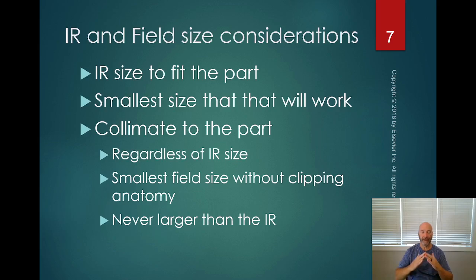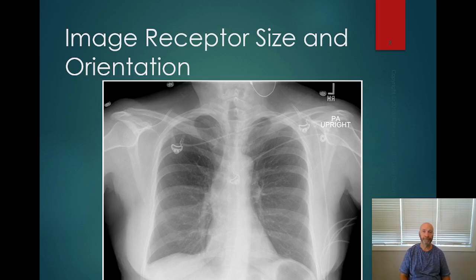So by the time you get to long anatomy, like let's say a tib fib, which is your lower leg, or an arm, your forearm, then the angulation in the periphery is pretty significant. So you may need an image receptor that's slightly larger than the anatomy. So image receptor to fit the part, with the caveat that you may need it a little bit bigger than the part to compensate for that divergent central ray.